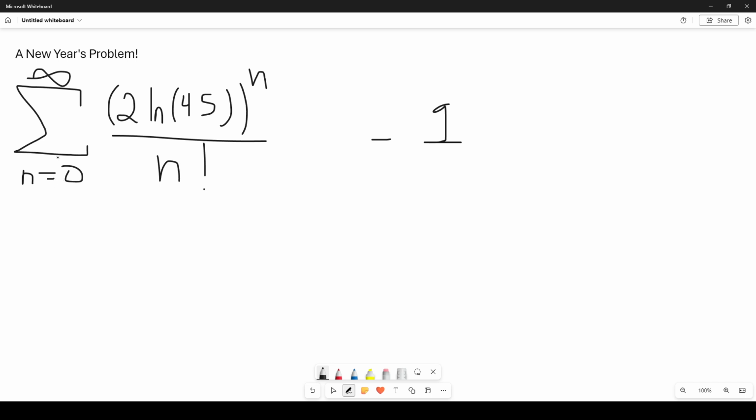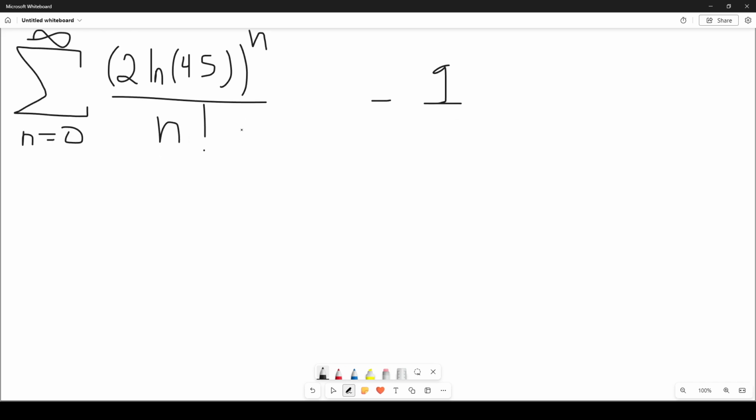So the problem is going to be the sum from 0 to infinity of 2 ln 45 to the n over n factorial, and subtract a 1 for luck, I guess. So while this problem may seem daunting at first, I think a way to solve it is actually to take a step back and consider potentially a harder problem.